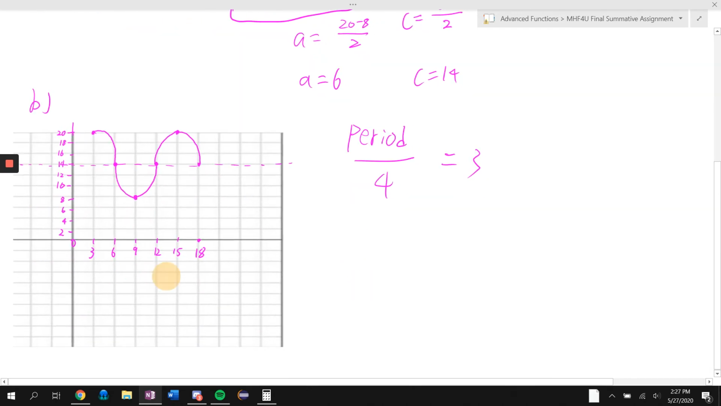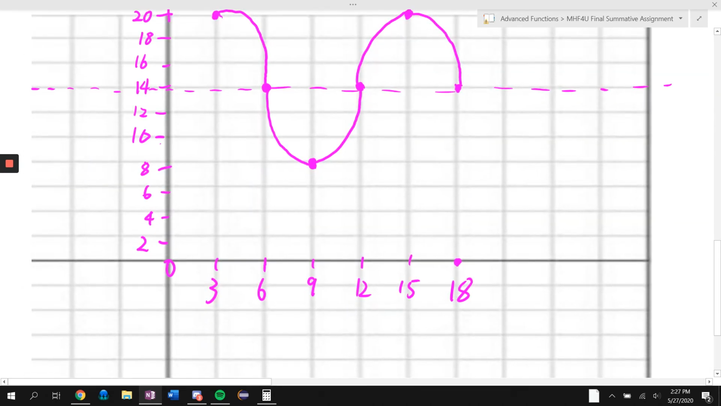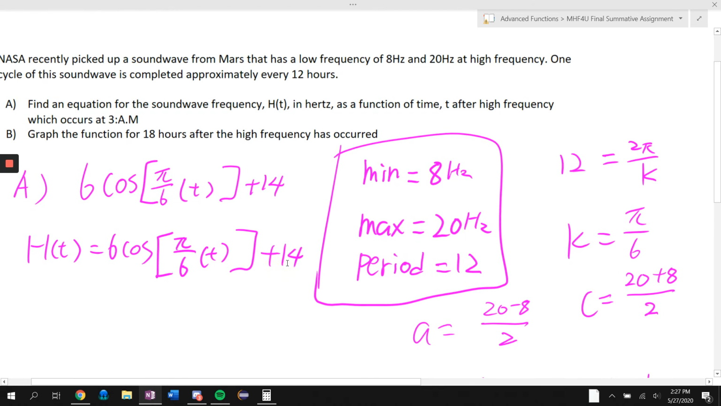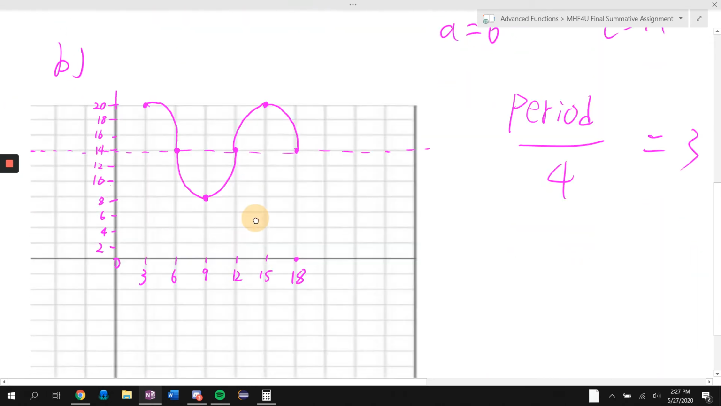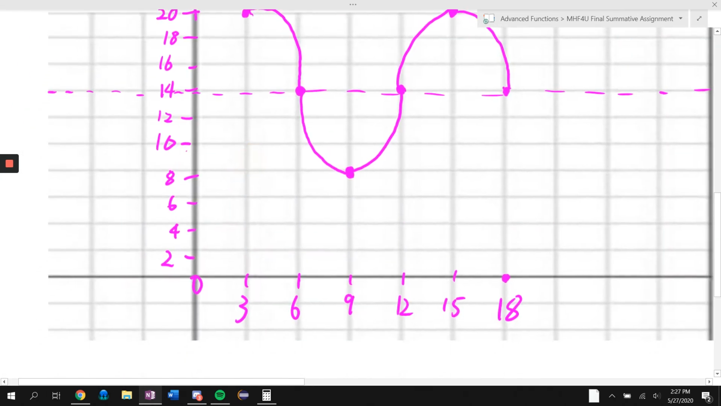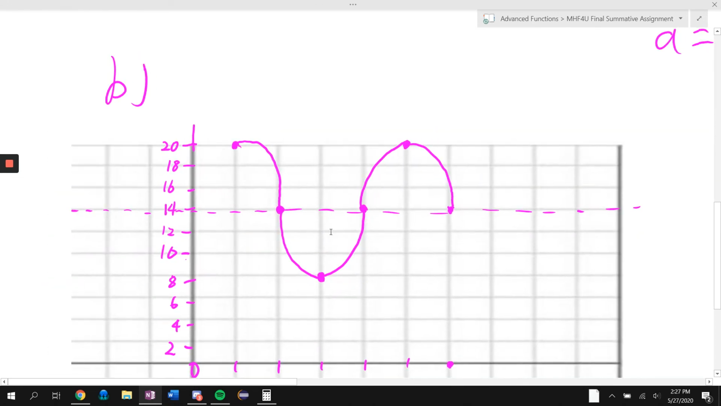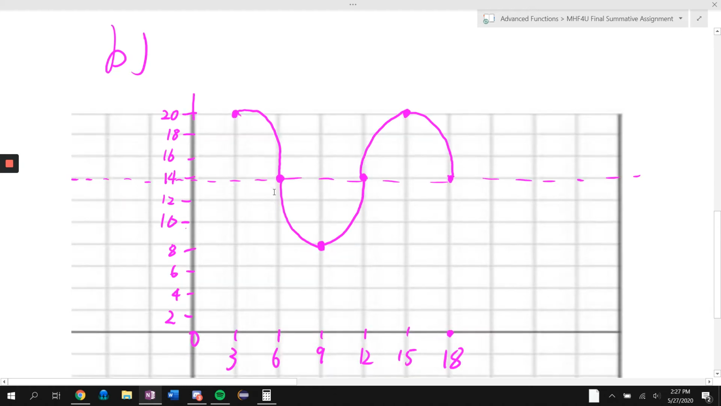Now let's graph this. So I marked out the points 3, 6, 9, 12, 15, 18, increasing by 3 each time. Actually, I really could have started with 3 here instead of 0, because it asks for after the high frequency has occurred. So it means we're starting on the high frequency, so we really don't need 0 since it starts on 3 technically. And obviously it's not going to be negative, so we don't really need a negative side.